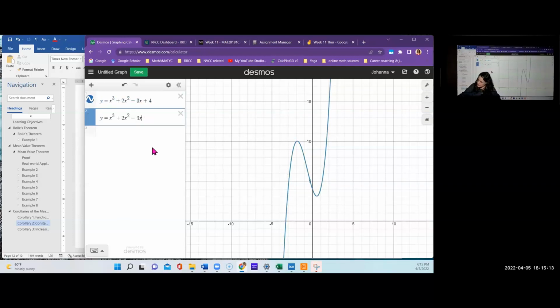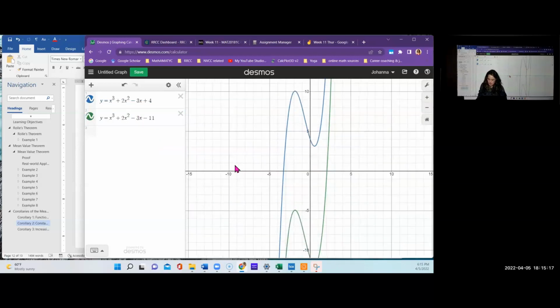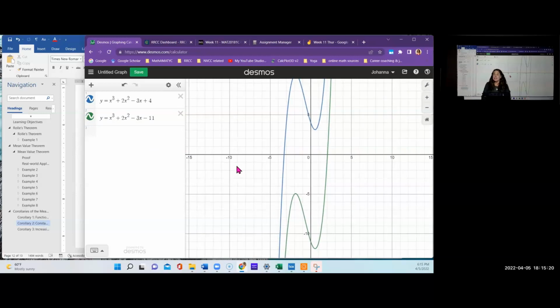So the constant is -11. What's happened? Well, it's the same graph. It's exactly the same graph. It's just been shifted down. So this gives us a family of functions which are all the same with the same derivative, but they differ by a constant. And we'll discover this is important in the fundamental theorem of calculus.